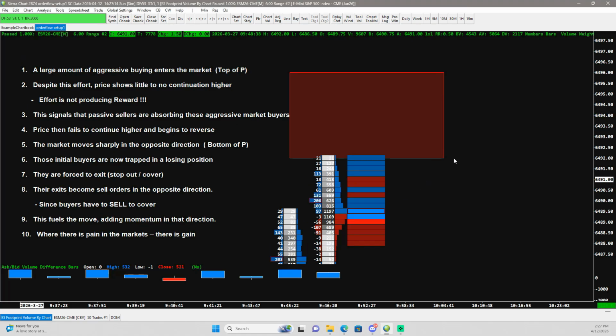And so I have this red box right here. There is a 5-minute supply zone here. If you guys want to go back and check for yourselves, this is on the 27th of March at about 9:48 a.m. There is a 5-minute supply zone that price is pulling back into.